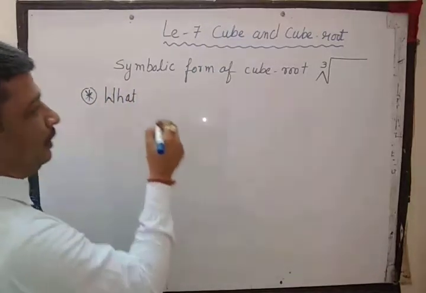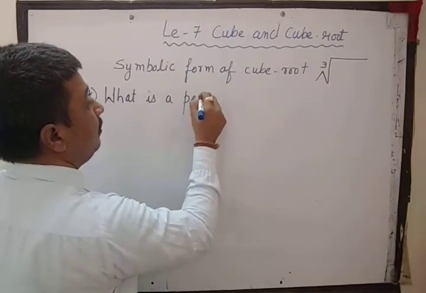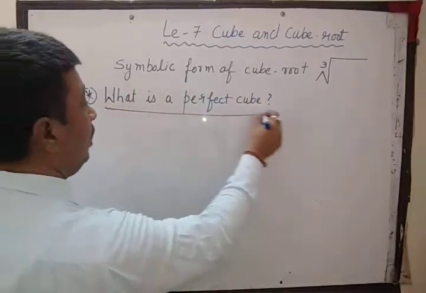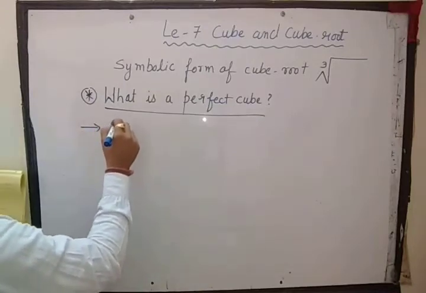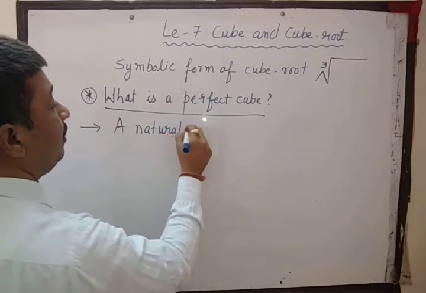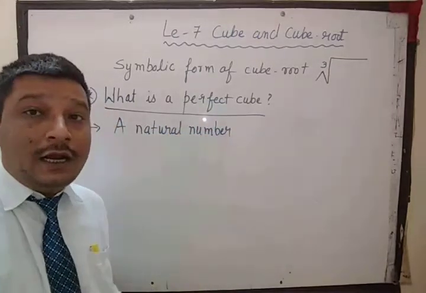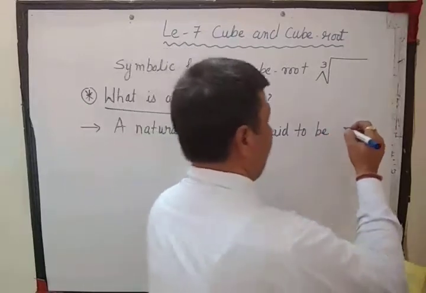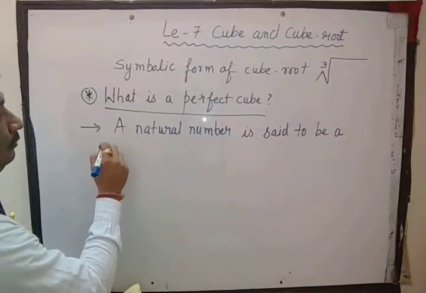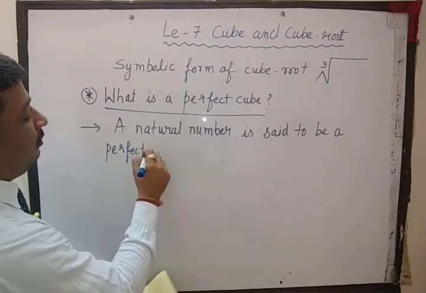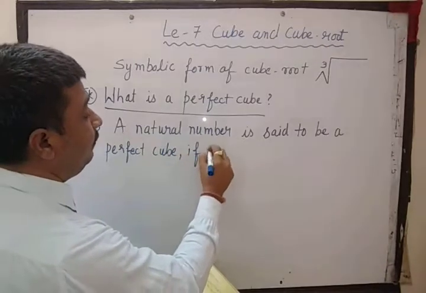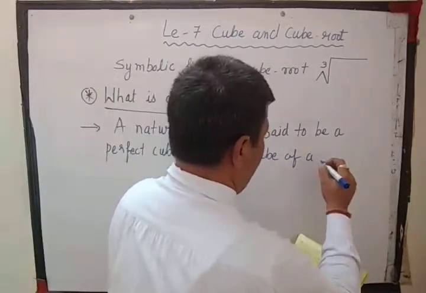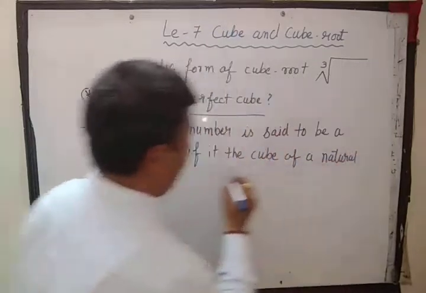Cubes have been formed, but what is a perfect cube? This is the question. What is a perfect cube? That means a natural number is said to be a perfect cube if it is the cube of a natural number.